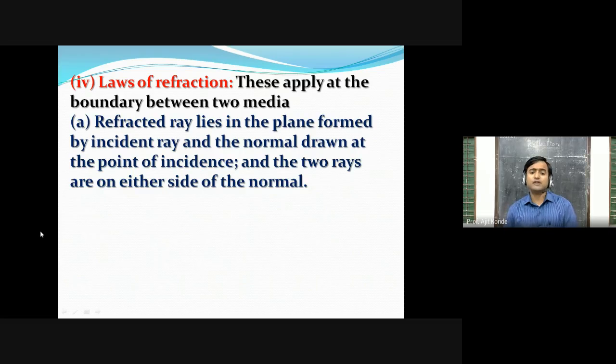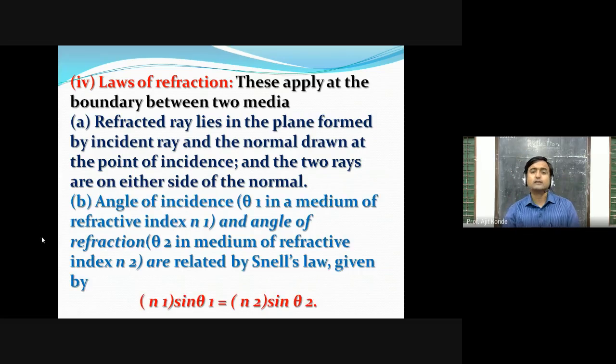If we see the law of refraction, the refracted ray lies in the plane formed by the incident ray and the normal drawn at the point of incidence, and the two rays are on either side of the normal. The incident ray and refracted ray are on opposite sides of the normal and in the same plane. Second thing, angle of incidence, that is theta 1, and angle of refraction, that is theta 2, are related by Snell's law.